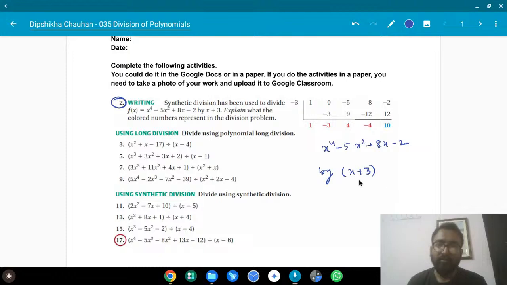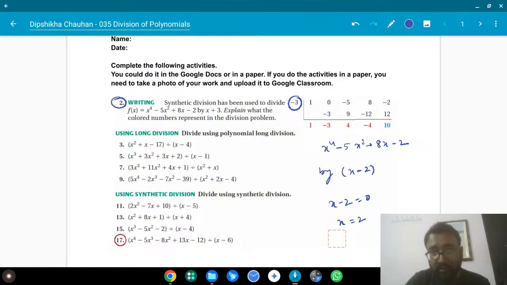So here, where this factor becomes 0, that is x plus 3 equals 0, and then x equals minus 3. You have to write here minus 3. For example, if it is x minus 2, where x minus 2 becomes 0 at x equals 2, then you have to write here 2. Okay.